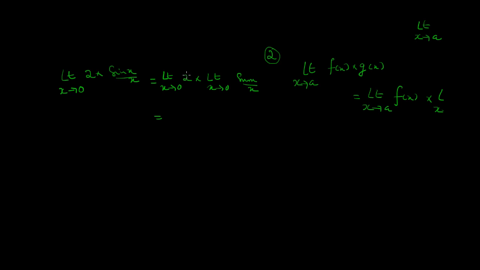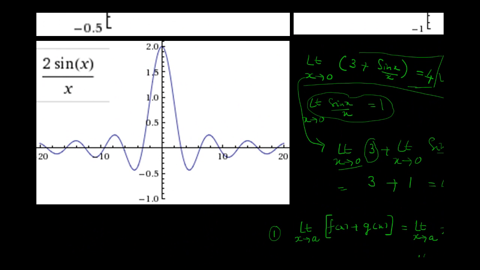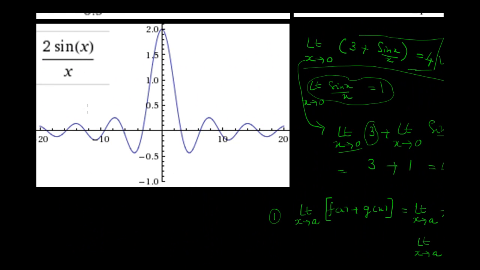As x is approaching 0, what happens with 2? 2 remains as 2 because it's a constant. 2 into what happens to limit x tends to 0 sine x by x. This we have previously seen graphically approaches 1, so 2 into 1 is equal to 2. So let's plot a graph and see. I have already plotted the graph. You see, as x is approaching 0 from positive, from here and from here, the function is approaching 2. From here also the function is approaching 2.